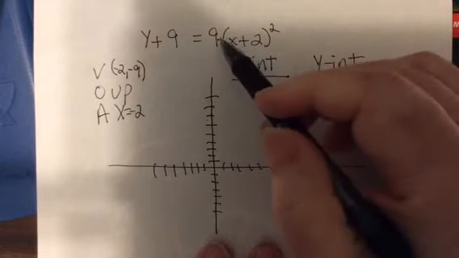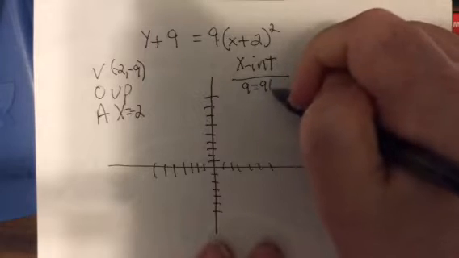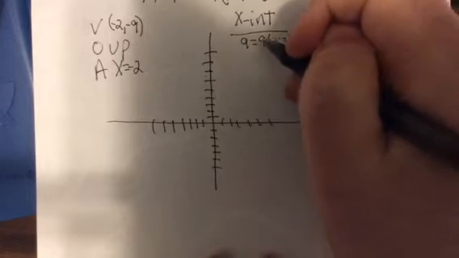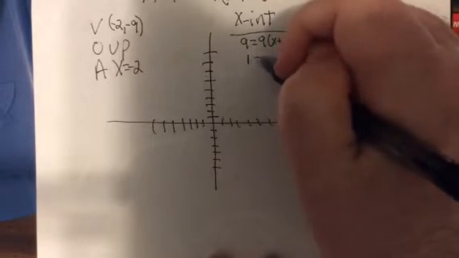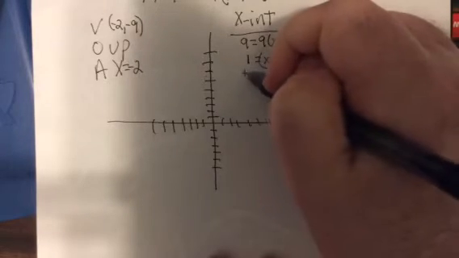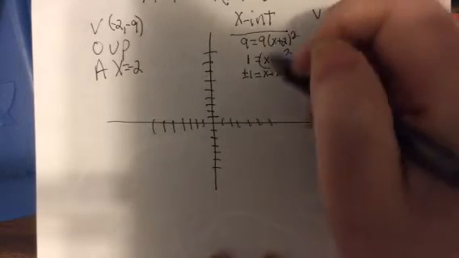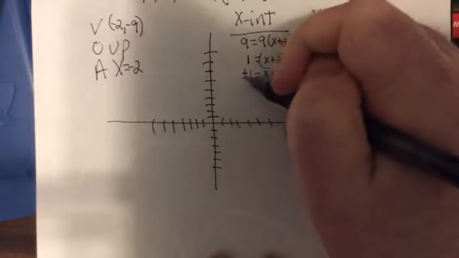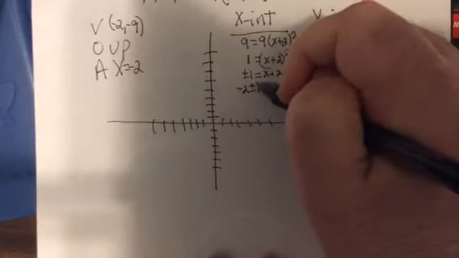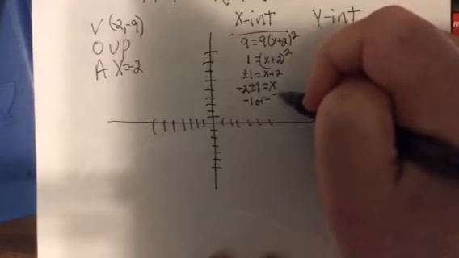So the x-intercept, we put 0 in for y, so we'd have 9 equals 9 times x plus 2 squared. You got to get the square by itself, so I'm going to divide by 9 on both sides. You'd have 1 equals x plus 2 squared. Square root, plus or minus 1 equals x plus 2. Subtract 2, -2 plus or minus 1. -2 plus 1 is -1, or -2 minus 1 is -3.